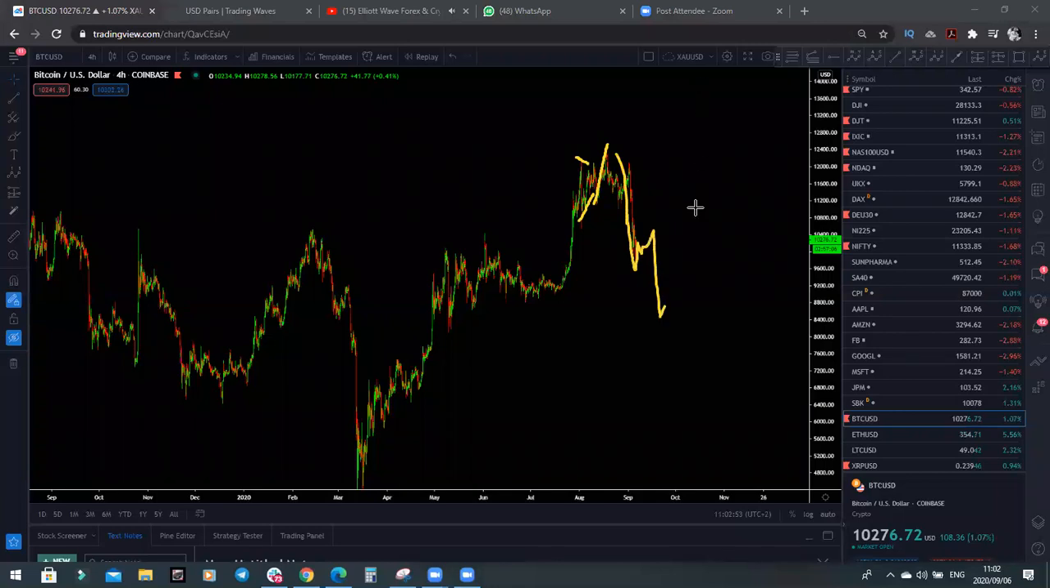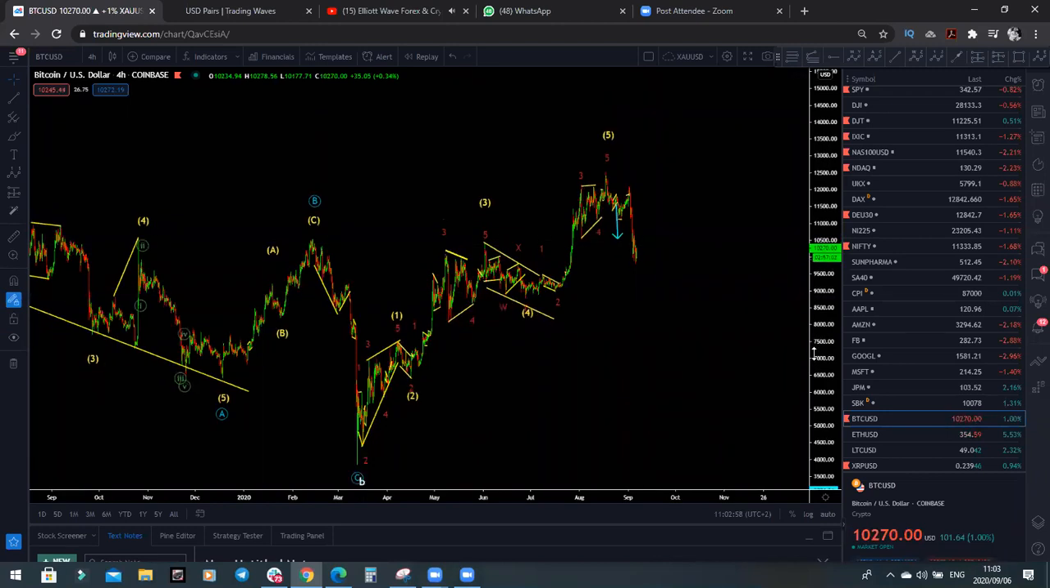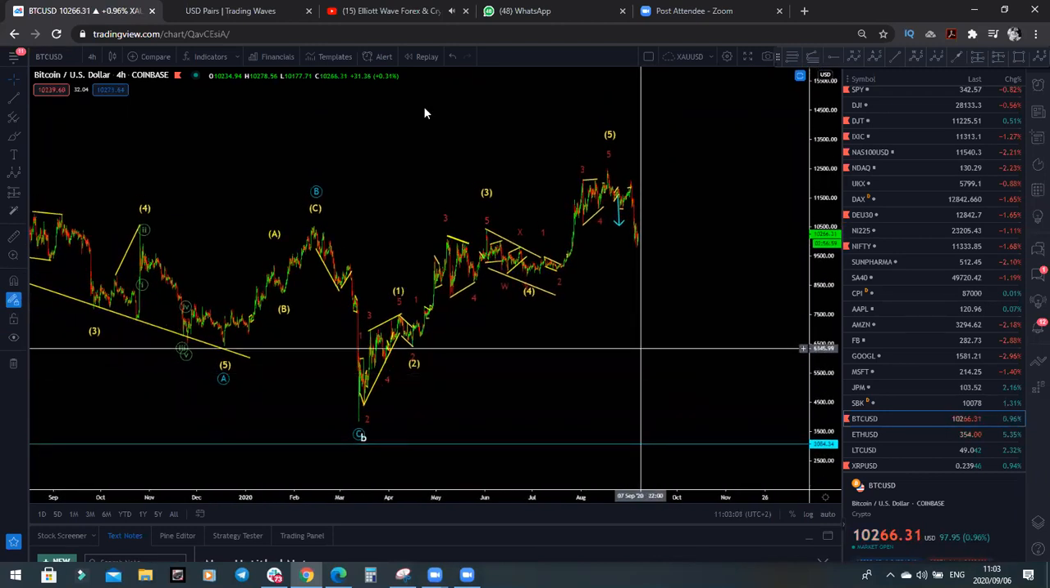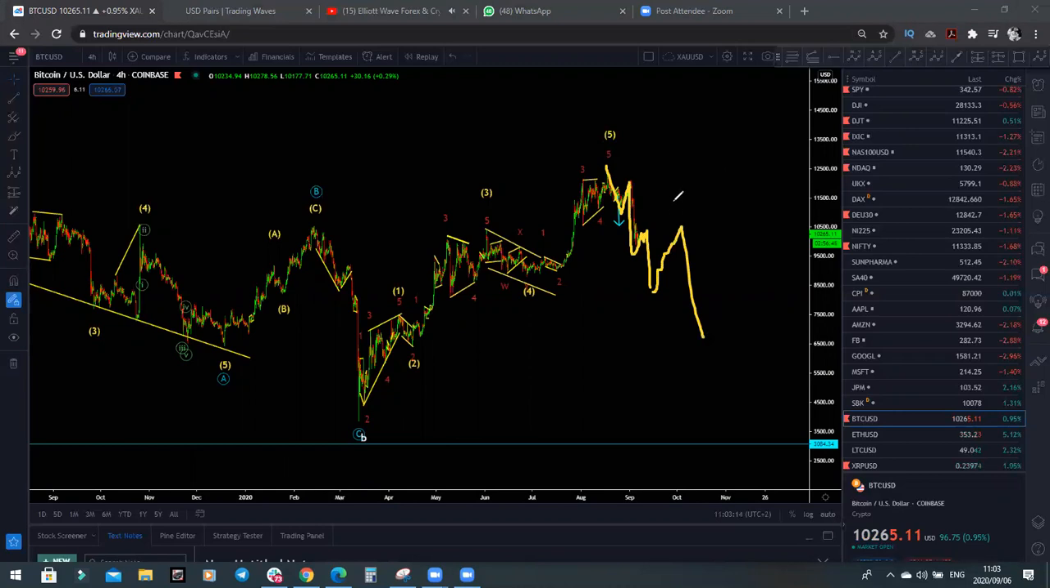Okay, so let's show the labeling here and see what we're looking at. So this is the current structure now. That means we have completed our wave 5 here. It was an impulsive move to the upside. So we've got a wave 5. Now we're looking for a pullback here. We've got 1, 2, 3. This could be a 4 and a 5. And then we start getting a deeper one, before resumption of the move to the upside.